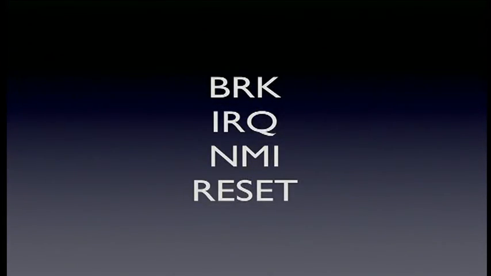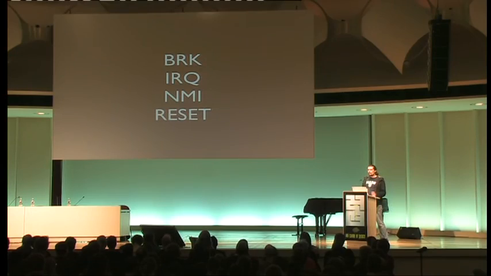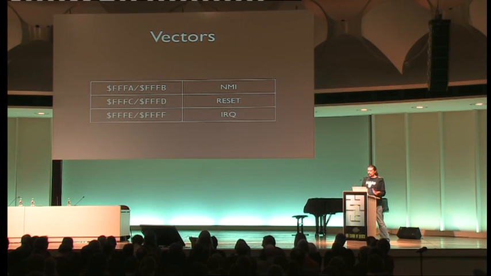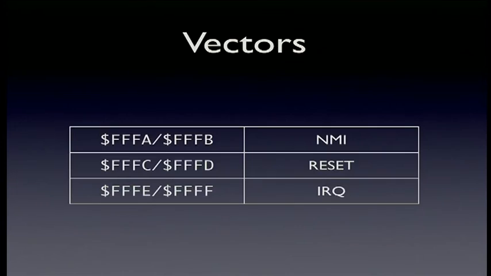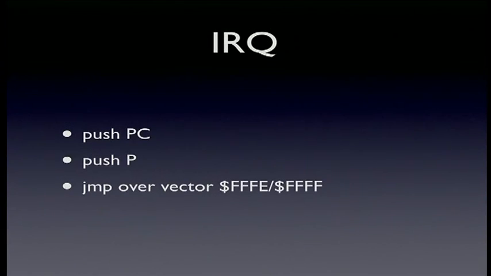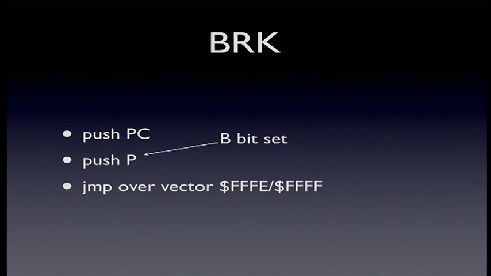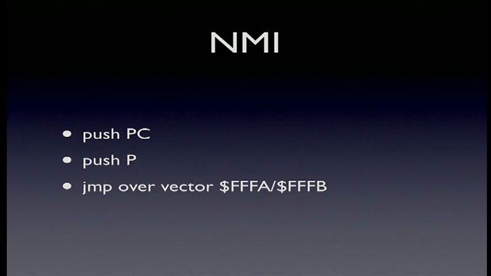So break, IRQ, NMI, and reset. That's an interesting one, how this is all sequenced, how this is done in the sequencer in the logic. So as you see again, these are the vectors on the top of the address space. It's all really similar what's going on here. An IRQ pushes a program counter, pushes the status register, and jumps over a certain vector. If you have a break instruction, software interrupt, it does the same thing, but puts the break bit onto the stack. An NMI does the same as an IRQ, but a different vector.